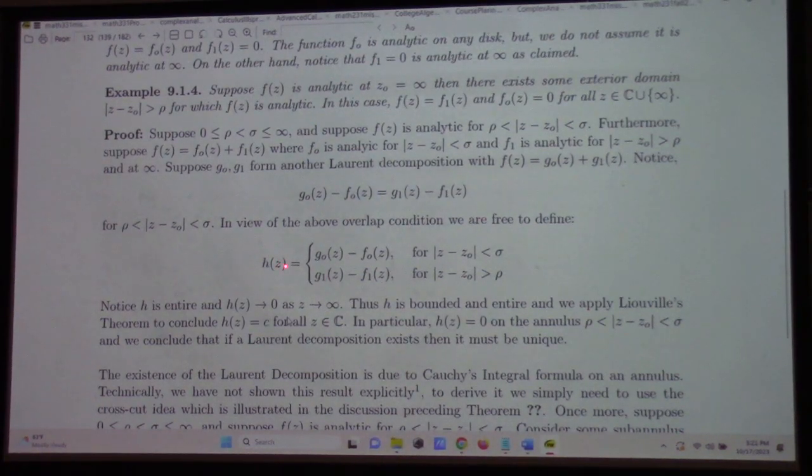So what do we have altogether? Well, we have that this function h is bounded and it's entire, right? Why is it entire? Because this is analytic inside that radius and this is analytic outside the inner radius. So h of z is analytic everywhere. So it's a bounded entire function, therefore it must be constant. This is Liouville's theorem. And therefore, h of z has to be equal to 0 because h of z is equal to 0 on the annulus by construction, essentially.